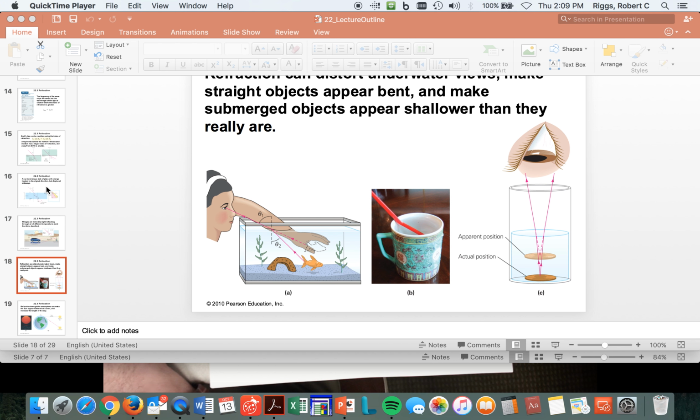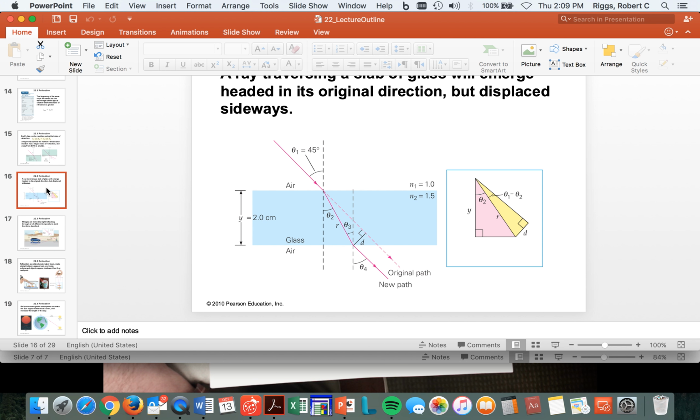Okay, so let's look at these slides real quick. I had to get rid of one of your problems because it talked about the distance from here to here. I didn't want to get into that. I just didn't care what the distance is between where you think it should be and how much it's displaced. Doesn't matter to me.